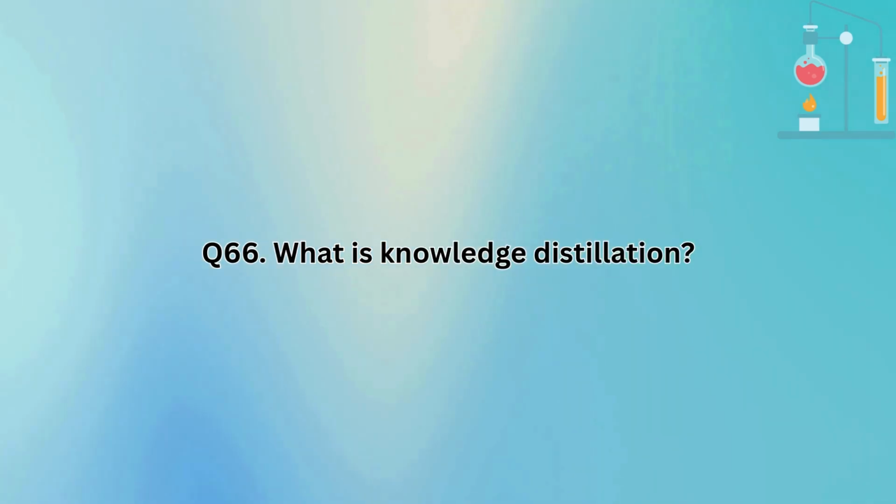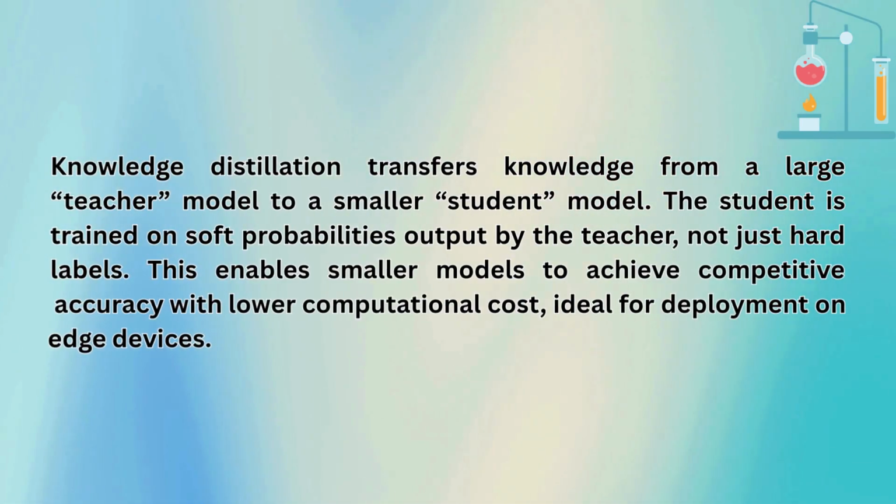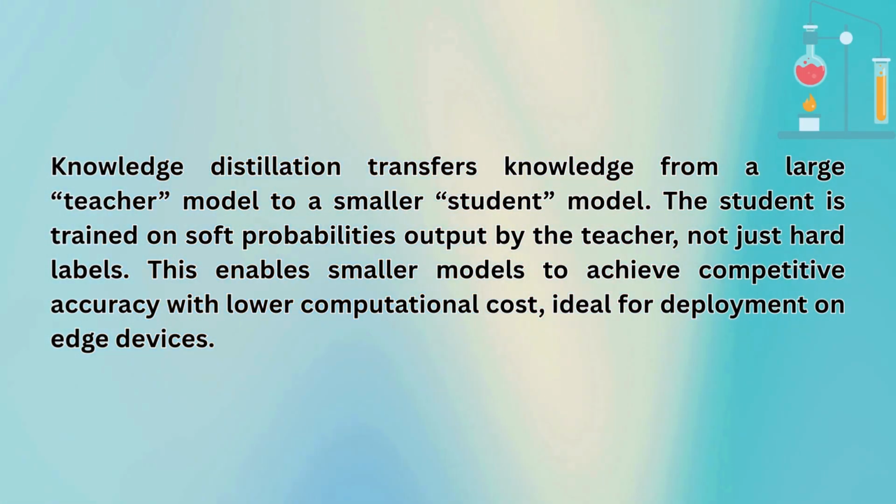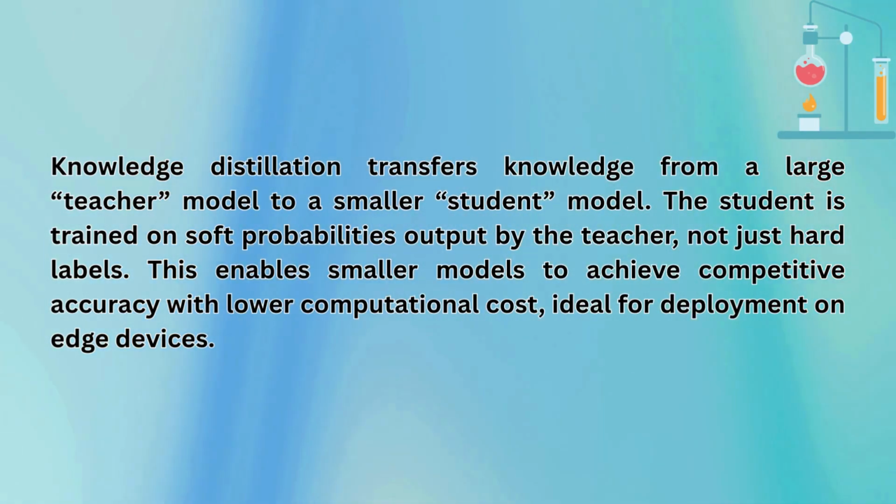What is knowledge distillation? Knowledge distillation transfers knowledge from a large teacher model to a smaller student model. The student is trained on soft probabilities output by the teacher, not just hard labels. This enables smaller models to achieve competitive accuracy with lower computational cost, ideal for deployment on edge devices.